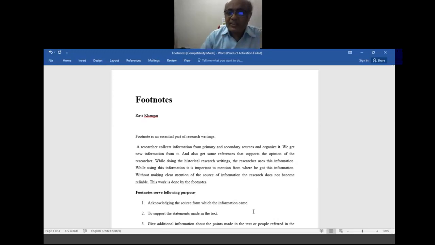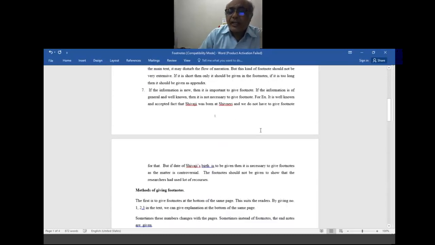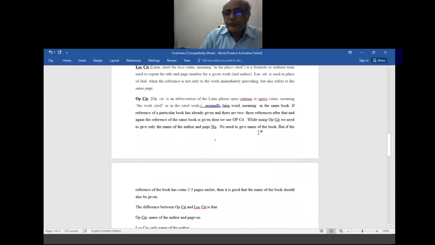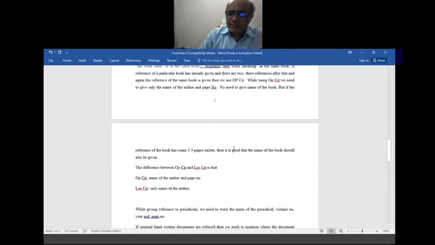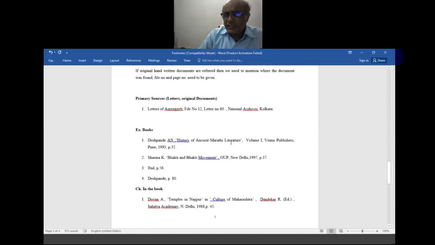Everything else remains the same. If the same books are used repeatedly, you don't have to write the complete details of the book every time. You can use ibid, page number, or you can just use the name of the author and page number, so that things will become clear. The first time you give information, you must give detailed information, so that there remains no confusion.